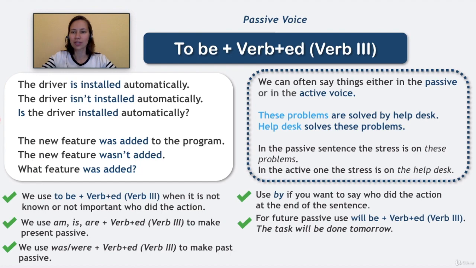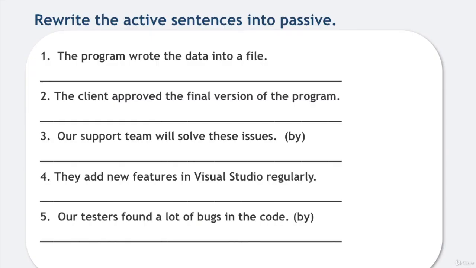All right, so let's go to an exercise. In this exercise, you have to rewrite the active sentences into the passive sentences. So look at them, pause the video if you need some time to think, and then the passive sentence will appear under the active sentence. Let's go. Number 1.